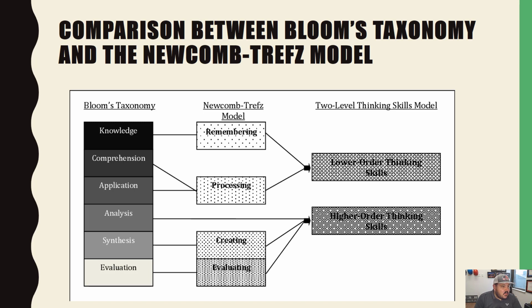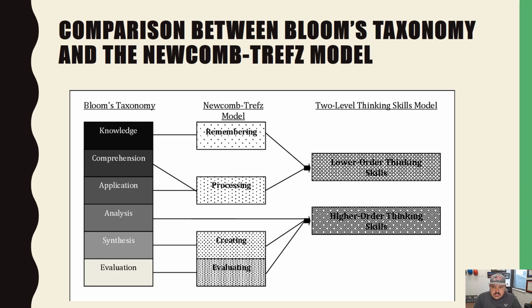So we also have another model that we can look at. So you've already looked at Bloom's taxonomy in class. So here's Bloom's taxonomy. We have knowledge, comprehension, application, analysis, synthesis, and evaluation. So once again, this is kind of a pyramid moving forward in kind of the difficulty.